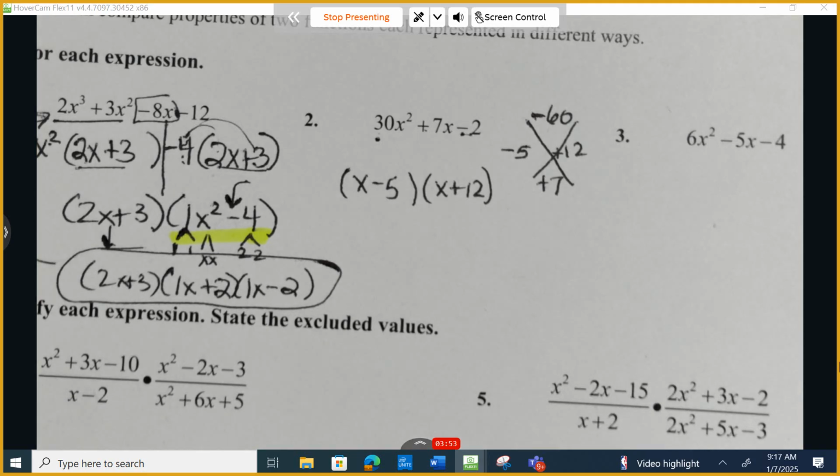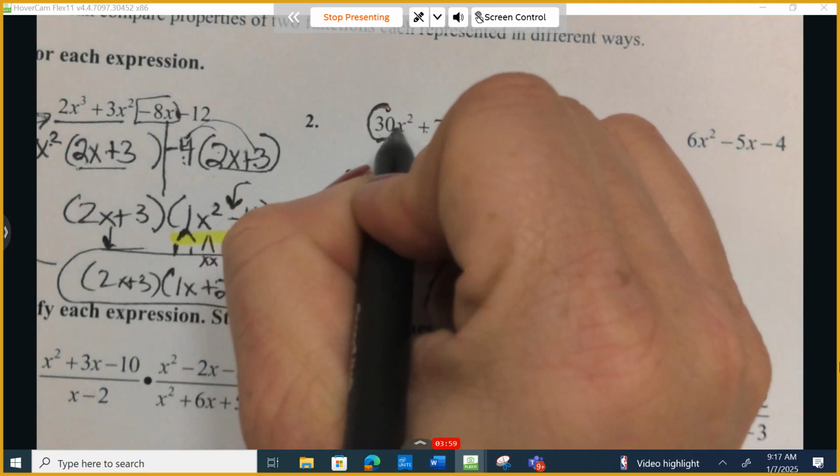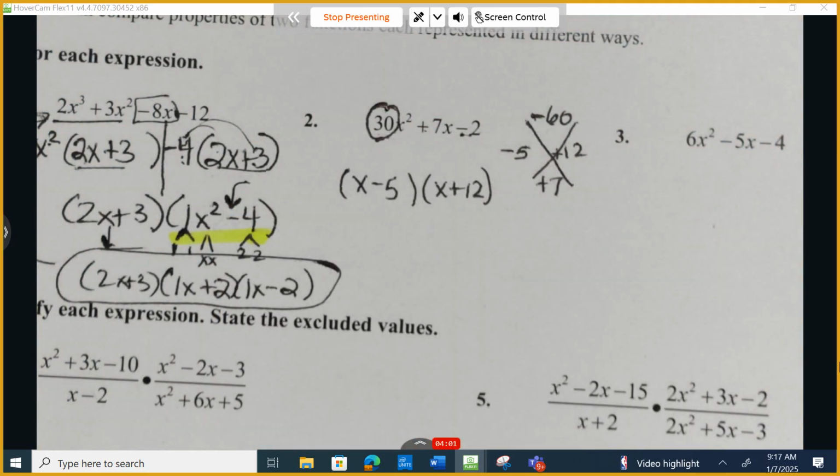Step 1, choose the correct numbers. I believe I've done that. Step 2, put them into the parentheses. Now here's step 3. Please circle the leading coefficient. That's going to be the value in front of the x squared in this particular trinomial.